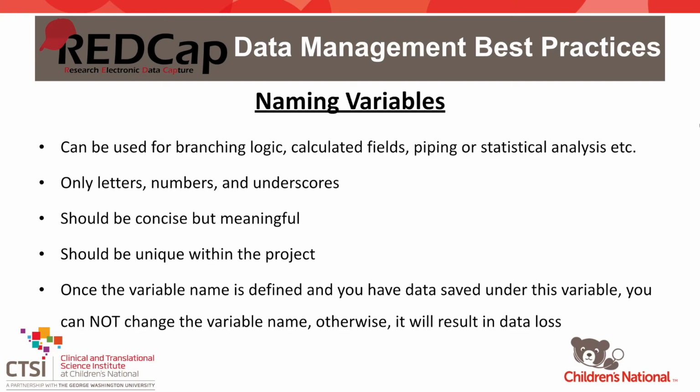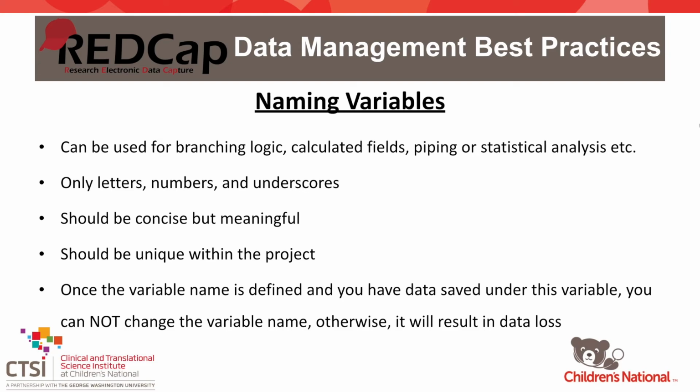And something I hinted at in the training earlier was that naming your variables is really important. So the variable names are used in branching logic, calculated fields, and for piping. So it's important to give these descriptive and meaningful names. You can only have letters, numbers, and underscores. They should be concise but meaningful, so avoid things like Q1, Q2, Q3, which will be difficult to refer to later if you wanted to do any branching logic or calculated fields.